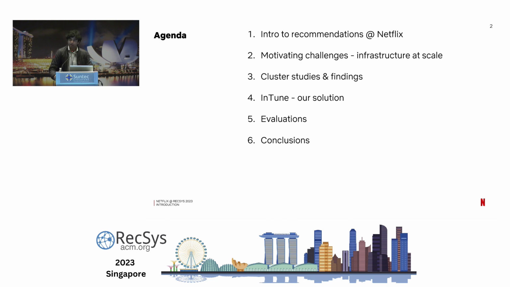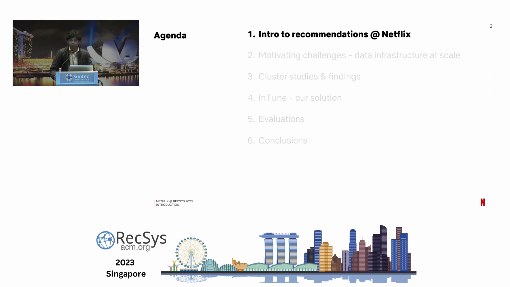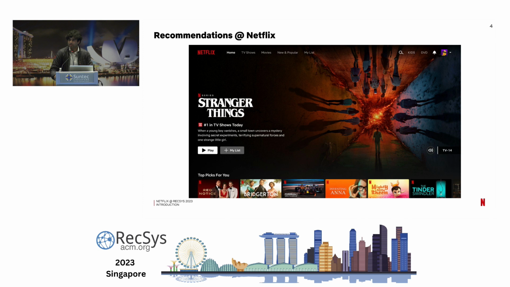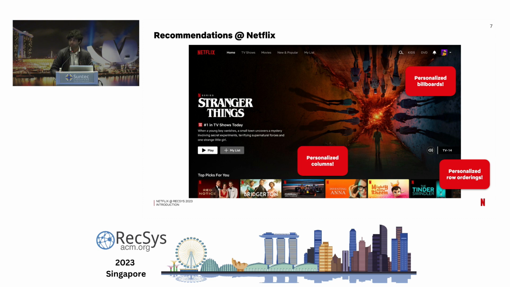So here's the agenda for today. I'm going to start with a brief overview of recommendations at Netflix just to better set the context for this work. So recommendations at Netflix. The user experience with Netflix is almost entirely personalized. From the personalized billboards that show up at the top of the screen, to the row orderings, to the column orderings, even the art boxes and thumbnails that represent items in our catalog are personalized.